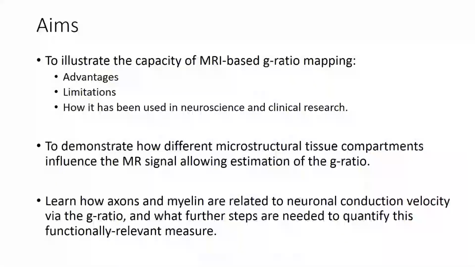In this symposium, we will discuss the MR g-ratio, highlighting its advantages, its limitations, and how it can potentially be used in clinical research in neuroscience. We aim to explain how different microstructural tissue compartments influence the MRI signal and how the g-ratio can be estimated by isolating the signal from these different compartments. Finally, we will outline the relationship between neuronal conduction velocity and tissue microstructure, in particular focusing on how it is related to the g-ratio.